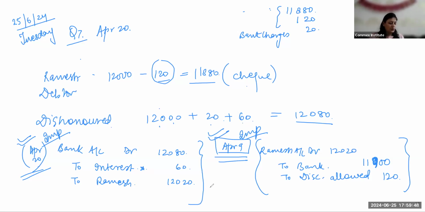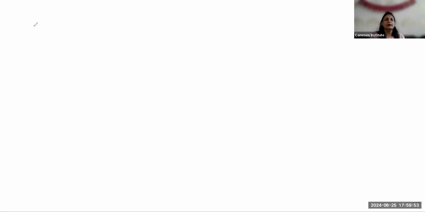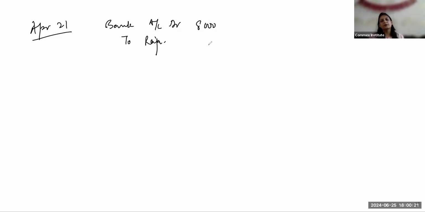Now, April 21. Coming to the next transaction, April 21. Cash directly deposited by Raja customer in bank account. Okay, so that is a simple entry. Bank account debit to Raja. Okay, bank account debit to Raja will be the entry 8,008. Right? This is simple. April 23.